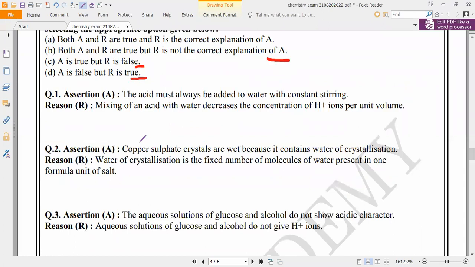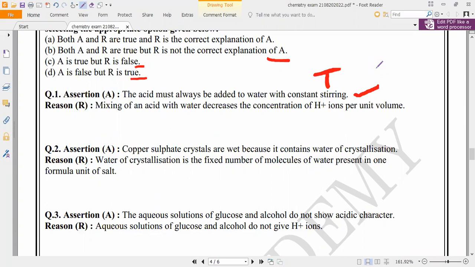Now first one. The acid must always be added to water with constant stirring. True or false, sir? Yes, it is true. Because always you should add acid to water, water to acid should not be. Why? A highly exothermic reaction will happen. That is the reason, you have to remember it, all of you.